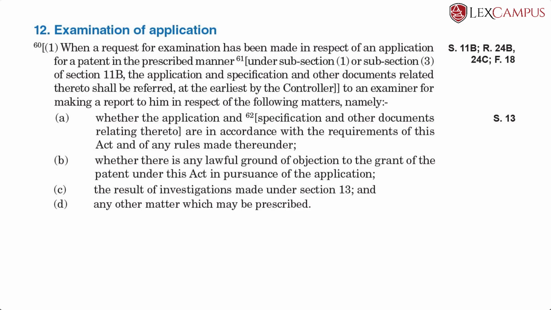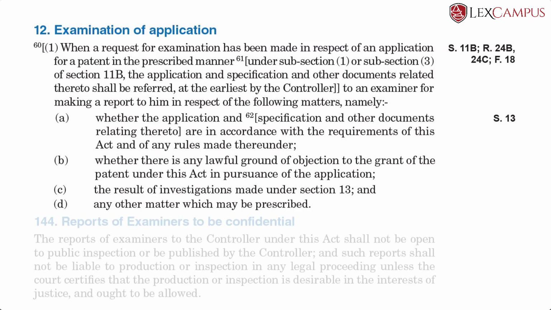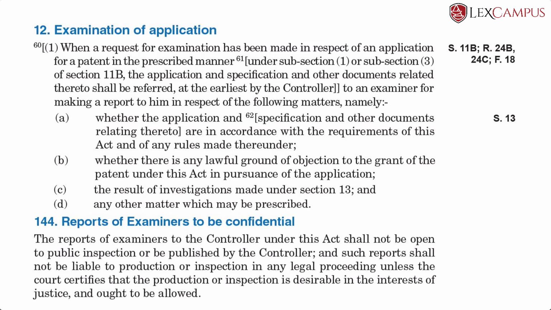and the report that the examiner makes to the controller shall be confidential. Section 144 states that reports of examiners to be confidential. The report of examiners to the controller under this Act, which is made under section 12, shall not be open to public inspection or be published by the controller, and such report shall not be liable to production or inspection in any legal proceeding unless the court certifies that the production and inspection is desirable in the interest of justice and ought to be allowed. So, the normal rule is that the report made by an examiner to the controller under section 12 is confidential.